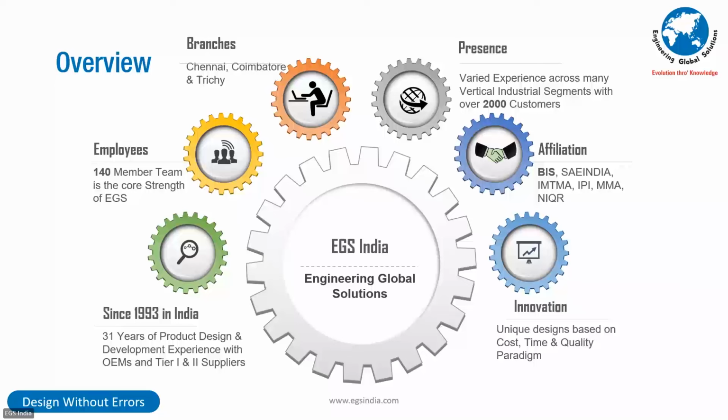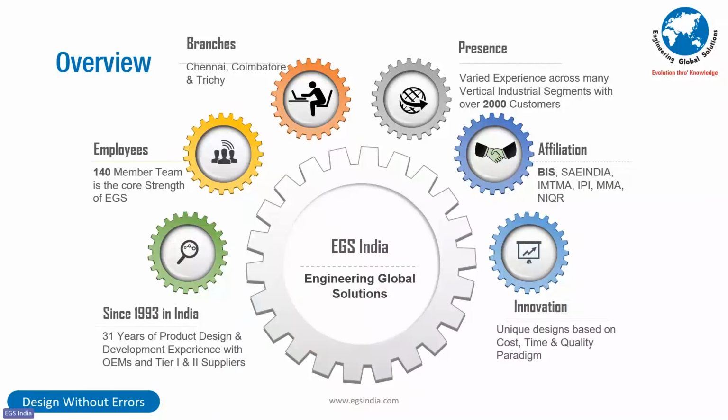And since 1993, 31 years of product engineering experience working with OEMs and tier one and tier two suppliers, automotive and non-automotive, with over 140 strong engineering team. Actually, it has crossed 150. And we have 3 branches, the main one being in Chennai with significant operations in Coimbatore, followed by Trichy. And our presence is across varied segments with over 2,000 customers.